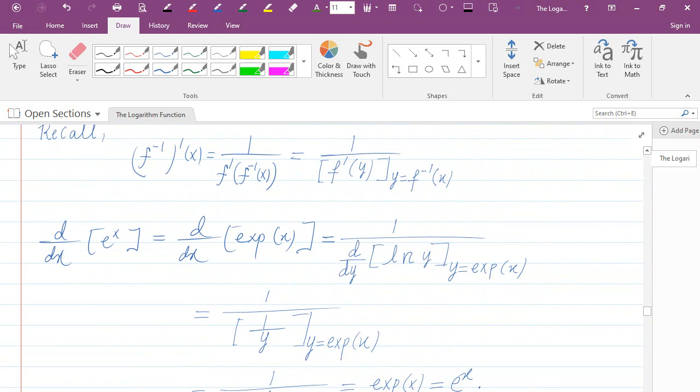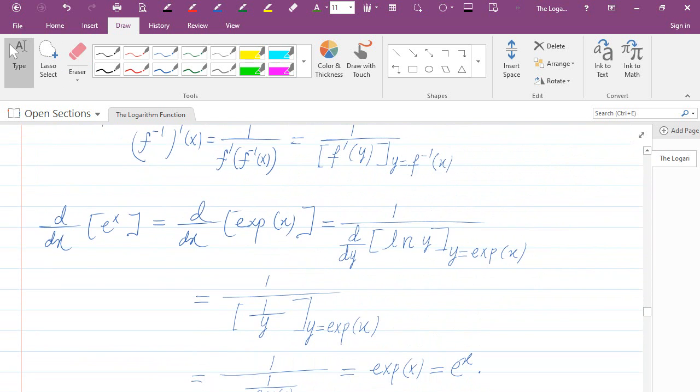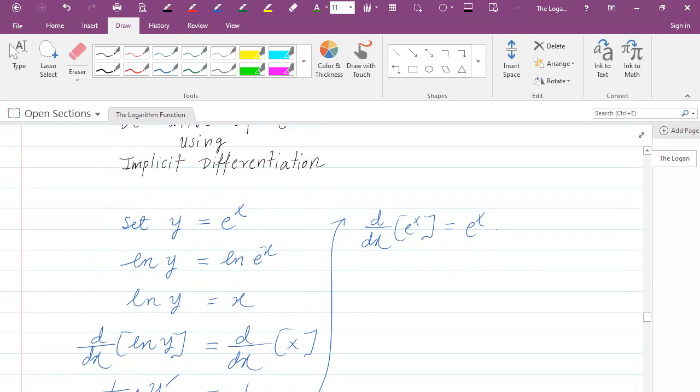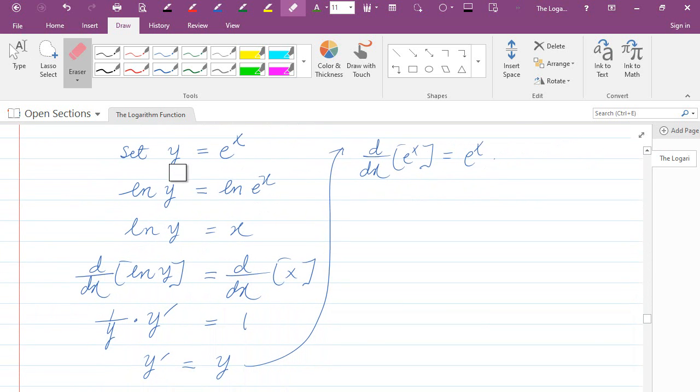Now, here is another way of deriving the derivative of the exponential function. I'm going to derive this by using implicit differentiation. So the way it works is that I'm going to set y to e to the x, and then ln of y would be equal to x. Okay, now we take the derivative of both sides with respect to x. So derivative of ln of y with respect to x is equal to derivative of x. Now derivative of x is just 1. Now derivative of ln of y with respect to x would be 1 over y times y prime.